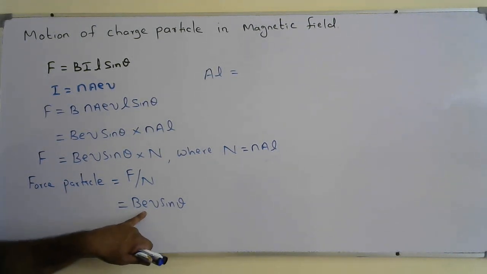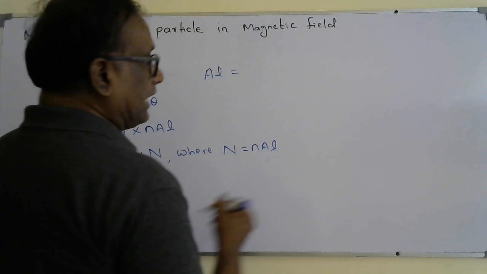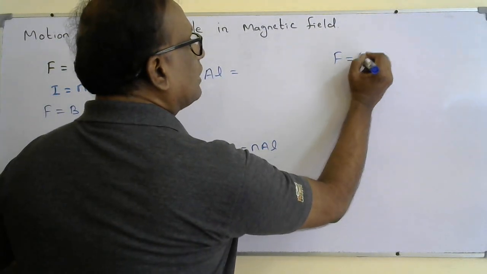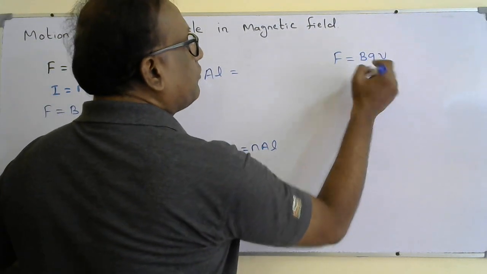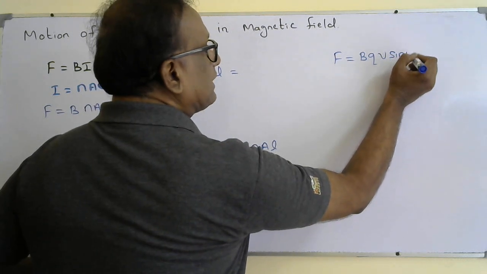Here e stands for electronic charge, the charge of an electron. So the general equation is F equals BQV sine theta, where Q is the charge.